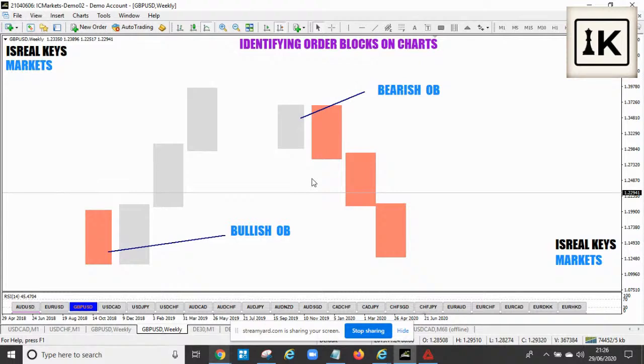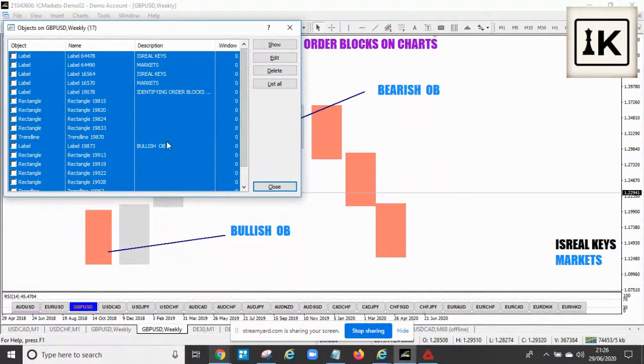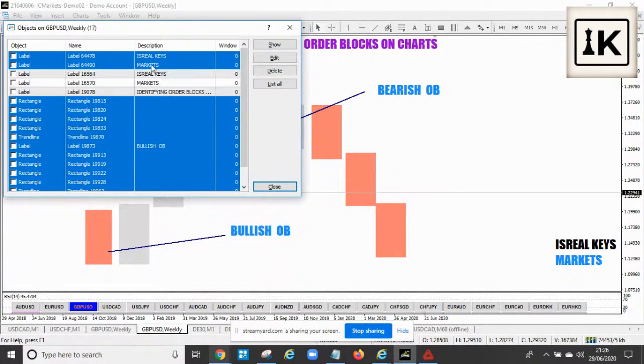All right, so I think it's time we go on to the chart now. From last week till now, I think we did a lot of theory. So let's do some practical here.